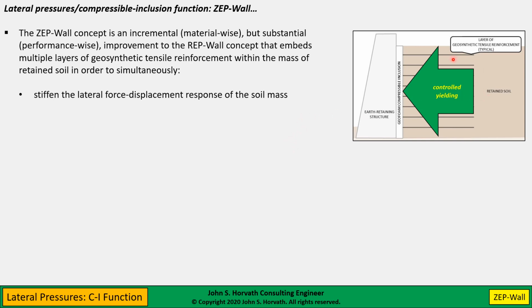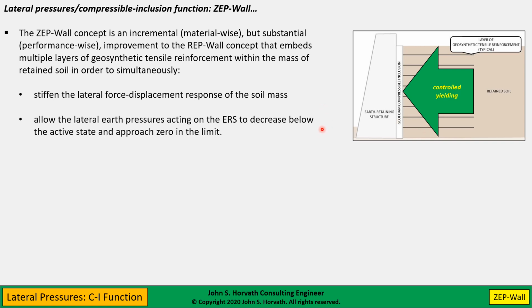And we have multiple benefits. First of all, the presence of the geosynthetic tensile reinforcement will stiffen the force displacement response of the retained soil. Because as the soil yields, it will mobilize the tensile resistance of the geosynthetic reinforcement. Well, this allows the lateral earth pressures to decrease below the active state and, in fact, approach zero in the limit, and that's where the ZEP wall name comes from. So when you have the geosynthetic tensile reinforcement, you are not limited to achieving the active state.